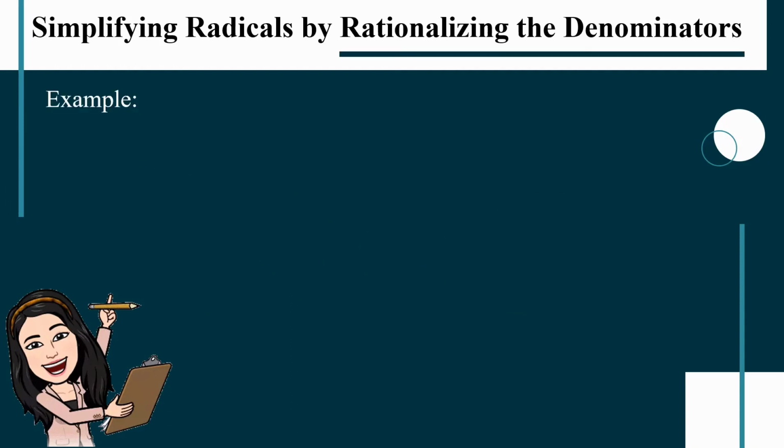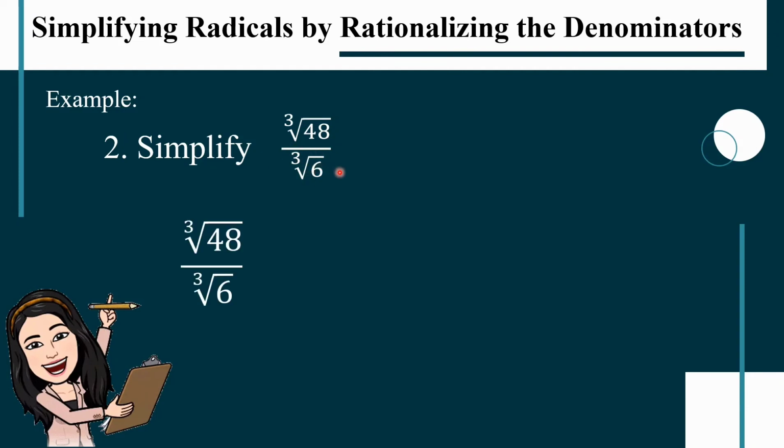Let us have our second example. We have here the expression: simplify cube root of 48 divided by cube root of 6. In simplifying it, di ba, ang sabi natin, i-multiply natin both sides by a radical that will make our denominator a perfect cube. Okay, so instead of doing that, tingnan muna natin kung pwede, since parehas naman siya ng indices, tingnan natin kung kaya nating i-divide ang 48 by 6.